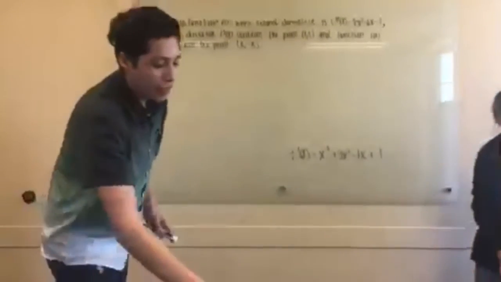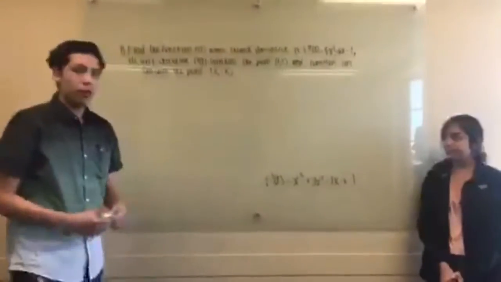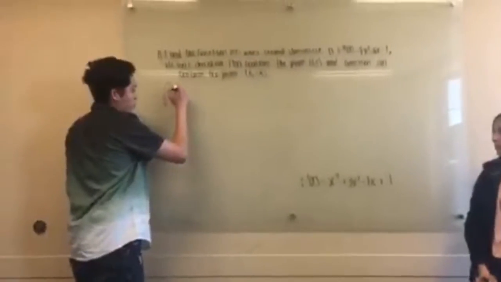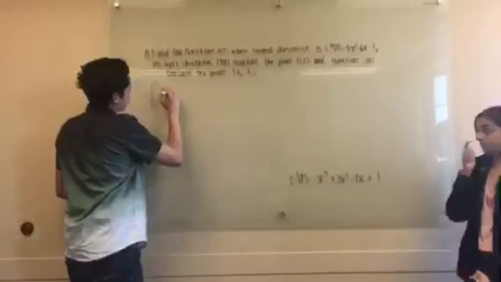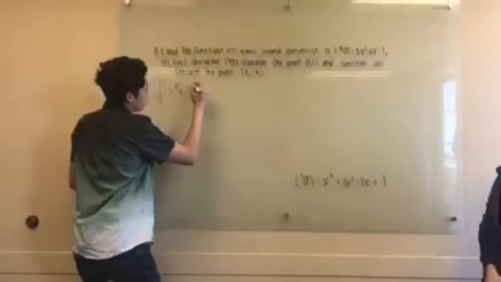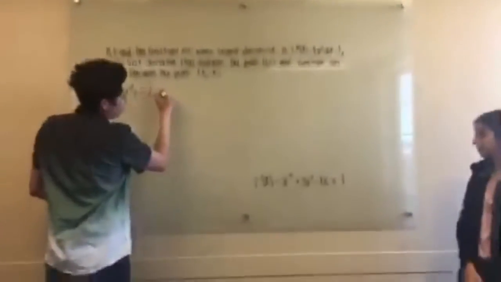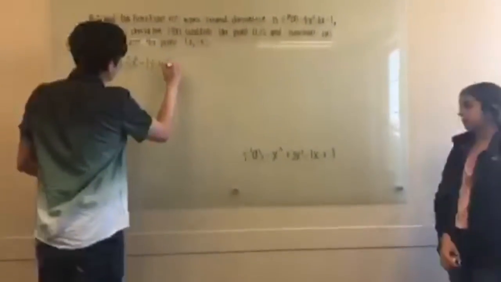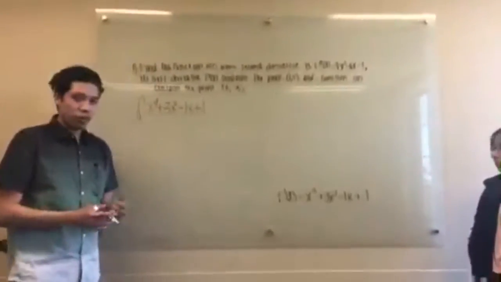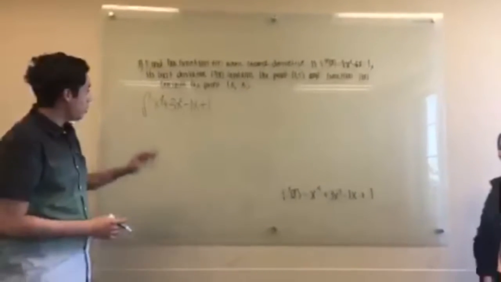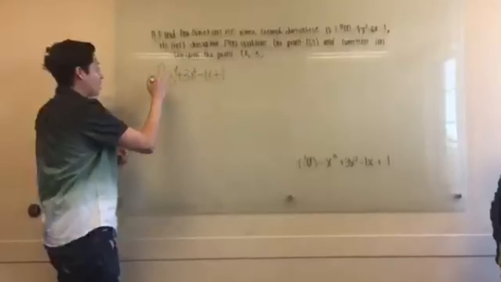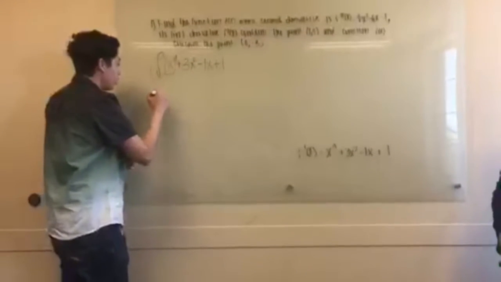So basically, to find the function, you use the same process that Emma used. So you start with f(x) equals x to the fourth plus 3x squared minus 1x plus 1. After this, like the previous process that Emma did, each term is going to be separated with the antiderivative symbol. So let's do that.